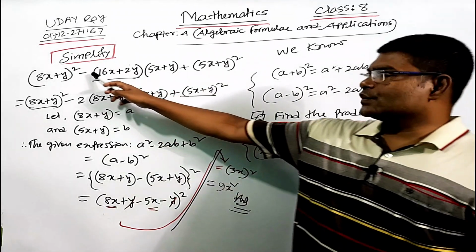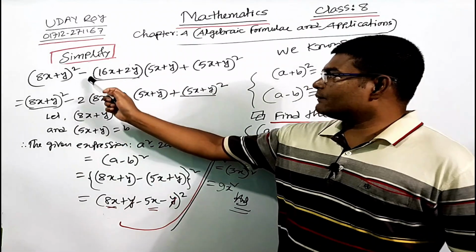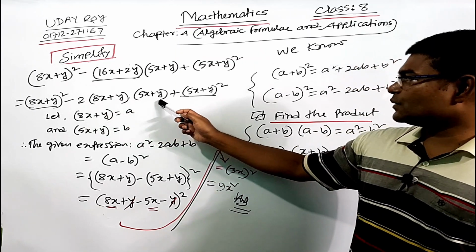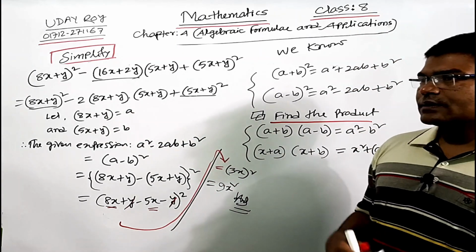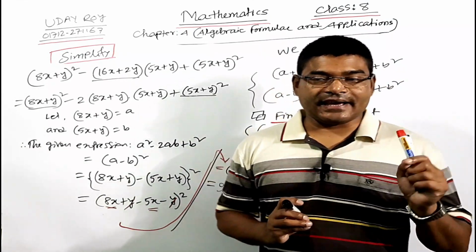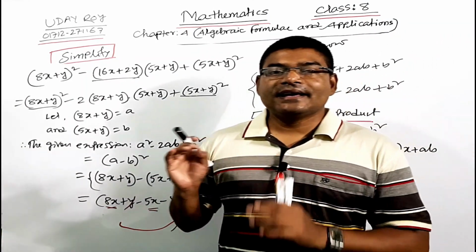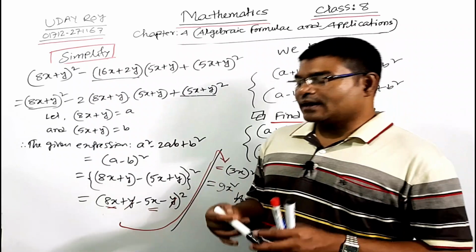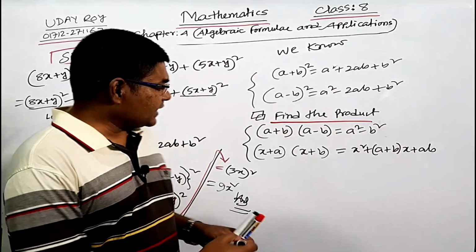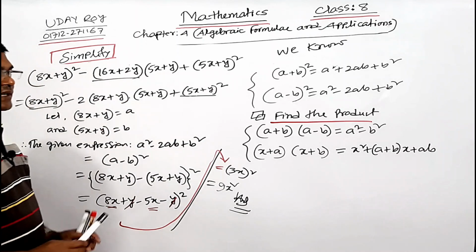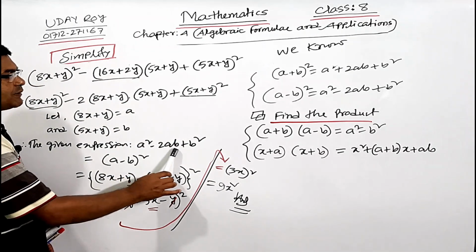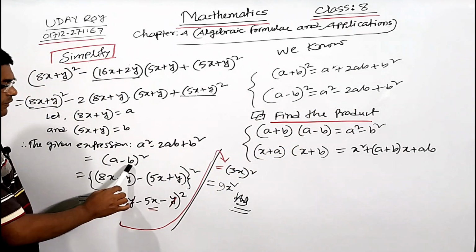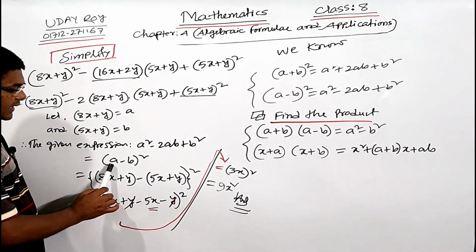5x plus y. Here 2 is absent. For this reason we have taken 2 common. So we have got 2 into (8x + y) into (5x + y) plus (5x + y) whole square. So if the math is described by a, we have to take x and y, but here is x and y. For this we have taken this as a and this as b. So we have got a² minus 2ab plus b², which equals (a minus b)². Now putting the values of a and b.